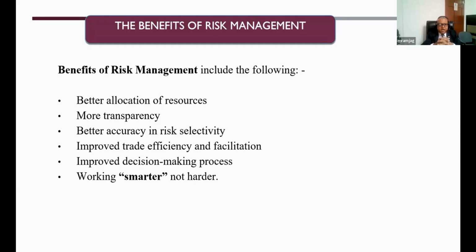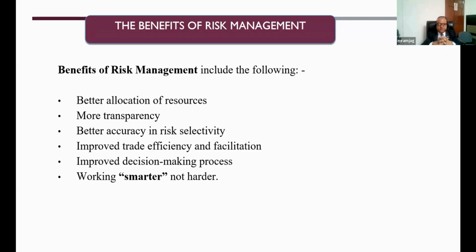Better accuracy in risk selectivity, improved trade efficiency and facilitation. Quickly, a broker could submit a declaration at 11:55, and in the next 5 minutes, he could go and pay at the cashier and go down to the wharf and uplift, or the airport. He just has to make a call and have his representative take the release. So quick. Improved decision making with the process.